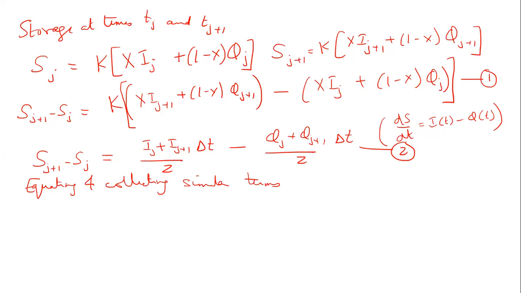Anyway, what I'm doing is taking these two equations and collecting all the like terms on one side. So what is the unknown in these two equations? I'm getting rid of sj plus 1 and sj, right? Because I'm taking the right hand side of both of these equations and collecting all the terms on one side. What are the unknowns? Is ij known?